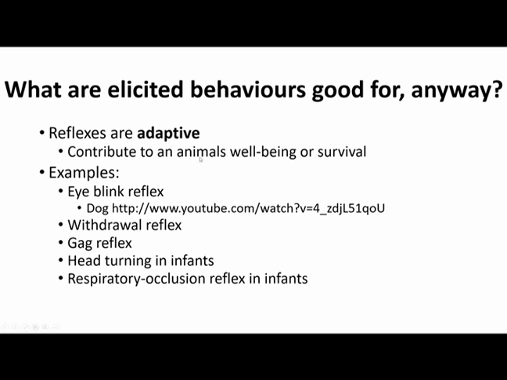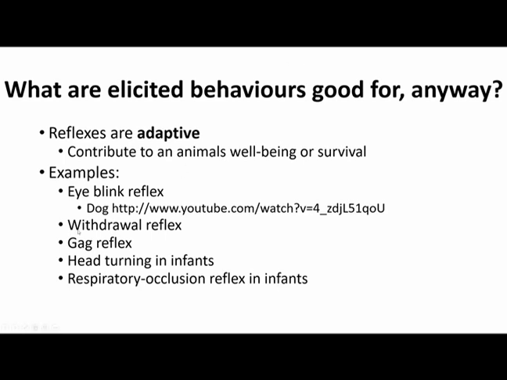So it's contributing to an animal's well-being or survival, it's increasing our fitness, and therefore it's allowed to evolve in the population. So a lot of our reflexes can also be considered adaptations because they've occurred and adapted within our environment. So some of the examples that we have here: an eye blink reflex, which is kind of like a puff of air in your eye. There's a video of a dog where tapping close to the dog's eye, not necessarily touching any part of it specifically, causes the dog to blink.